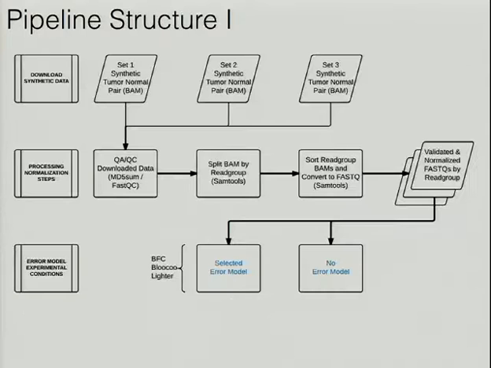So what did the pipeline actually look like? Well, first we downloaded the synthetic data, and this was tumor normal pairs, whole genome sequencing, ran QA/QC using MD5 checksums and FastQC, and then used SAMtools to split the BAMs by read groups. These were pre-aligned with BWA backtrack, and then we sorted those read groups and converted them to FastQ, stripping out the alignment. The reason we did this is the GATK best practices actually require the use of BWA-MEM, so we thought it would be best to adhere to those practices. From there, we would have essentially validated FastQs by read group, and at this point, we would apply an error model if it was required.